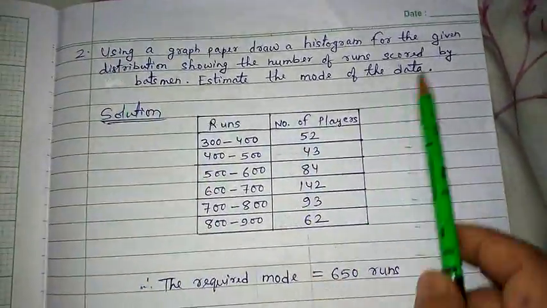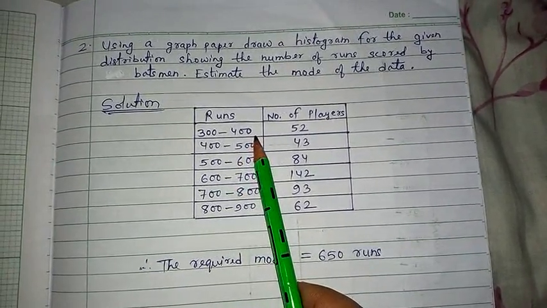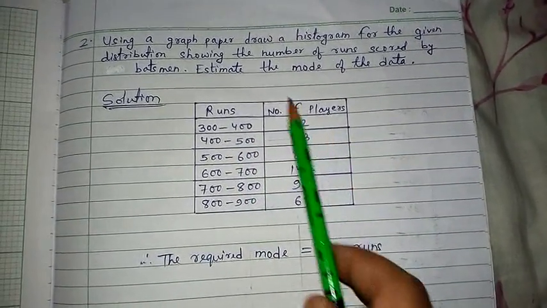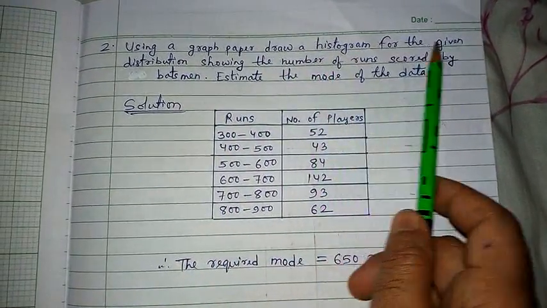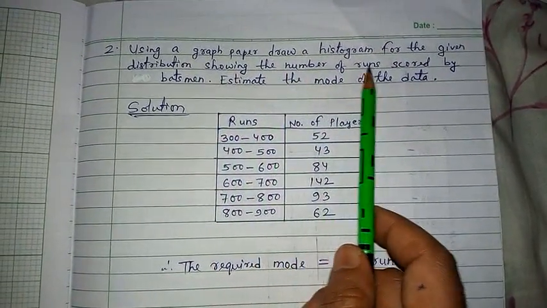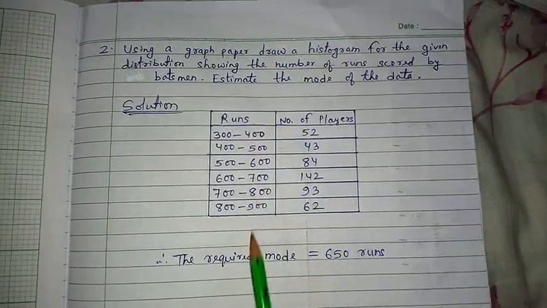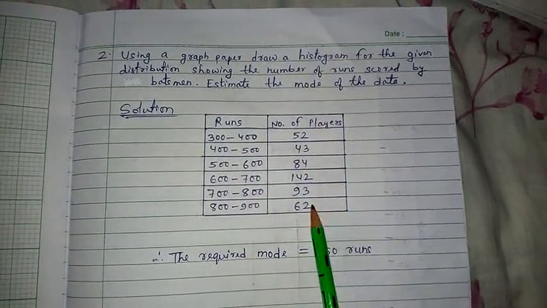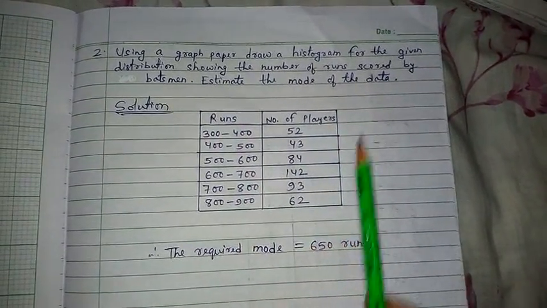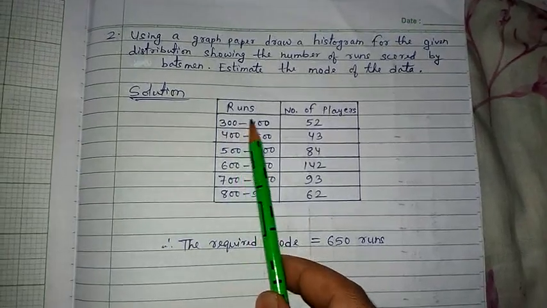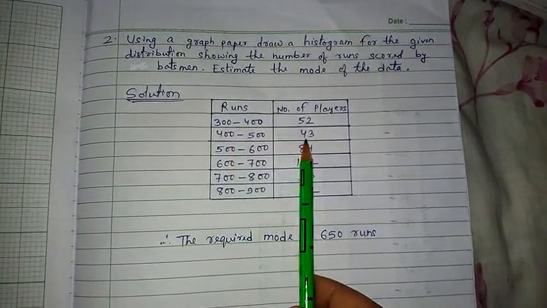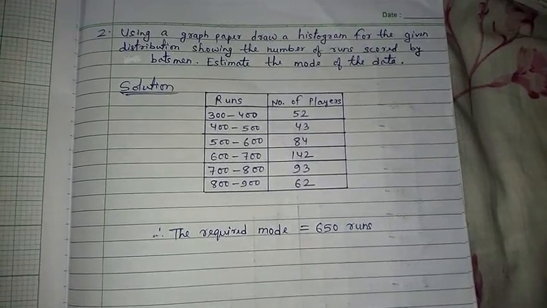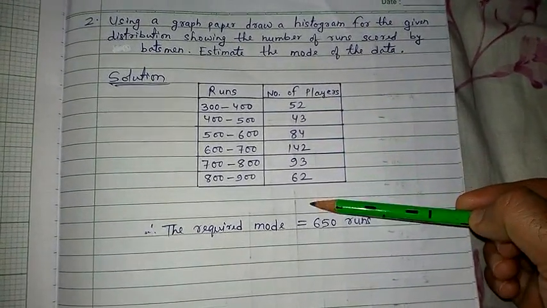One more question let me discuss. Here the question is same. You have to find the mode with the help of histogram. Written also, use graph paper to draw histogram showing the number of runs scored by batsmen. This is the runs and this is the number of players, that is batsmen, and estimate the mode. So now you can see 300 to 400 runs, 52 players are like that, 400 to 500 runs, 43. Such data is given. Now you can check what is the highest value here.